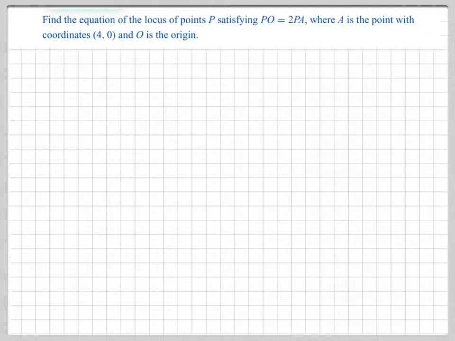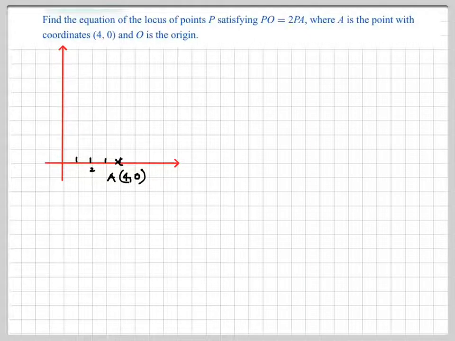This one's a little bit tricky because we're finding the equation of the locus of points P satisfying PO, where O is the origin, equals 2 times PA, where A is the point with coordinates (4, 0). Look, this one is geometrically quite mind-bending. I can't figure this one out. There's the point A, there's the origin, and I've labelled everything.